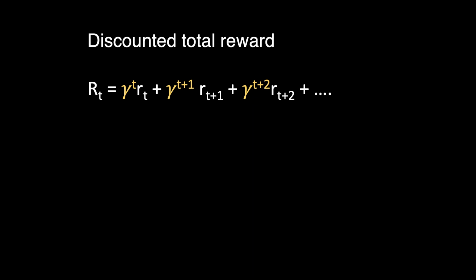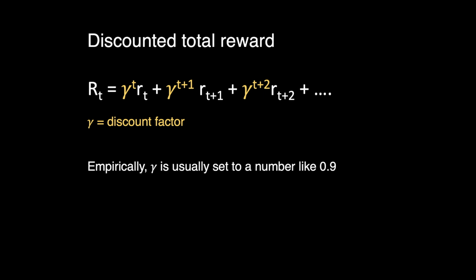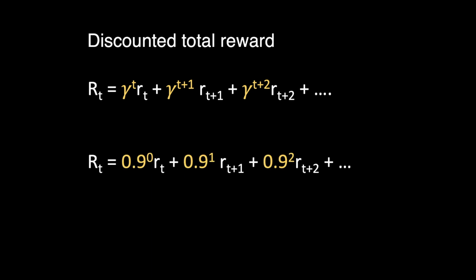But for now, we need to understand the discounted total reward. We add the discount factor, gamma, into the equation. Empirically, gamma is usually set to a number like 0.9. So it's going to look like this. This means that the future reward is discounted. The gamma is there to show that the future is uncertain. We're not very confident about what's going to happen.